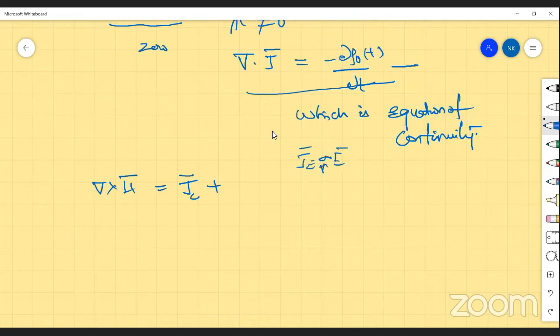Sigma is the conductivity. Let us say the conduction current density is K bar, or you can say G bar; anything you can consider. Now you apply del dot del cross H bar is equal to del dot Jc bar, because the divergence will be 0 here.